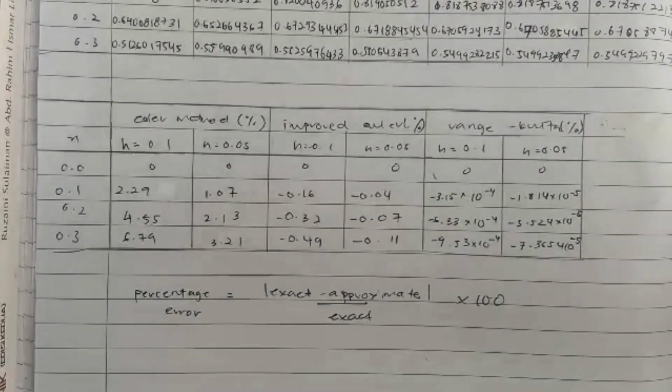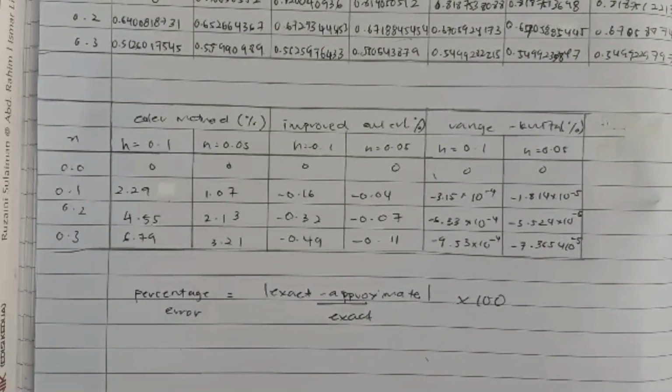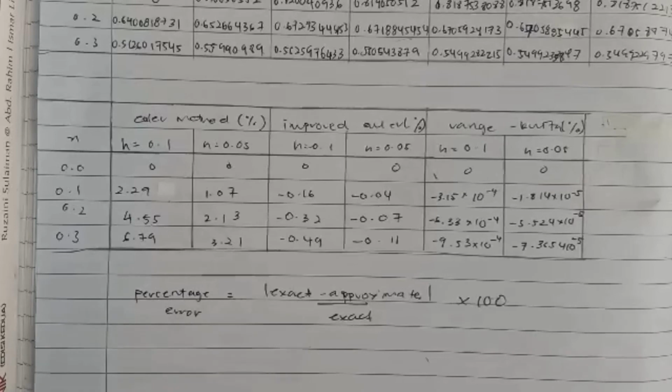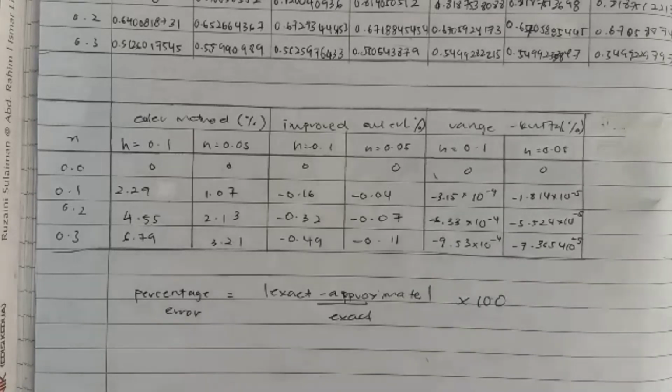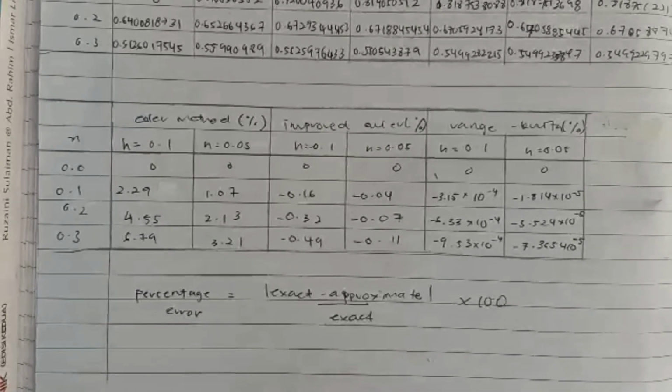So in conclusion, we can say that the Runge-Kutta method is the most accurate method because it can get us very close to the exact value that we can get with the analytic method. And also, if we want to get a more accurate value, we have to use a smaller h. So the smaller the value of h, the more accurate the value of y we're getting from the calculation. That's all. Thank you.